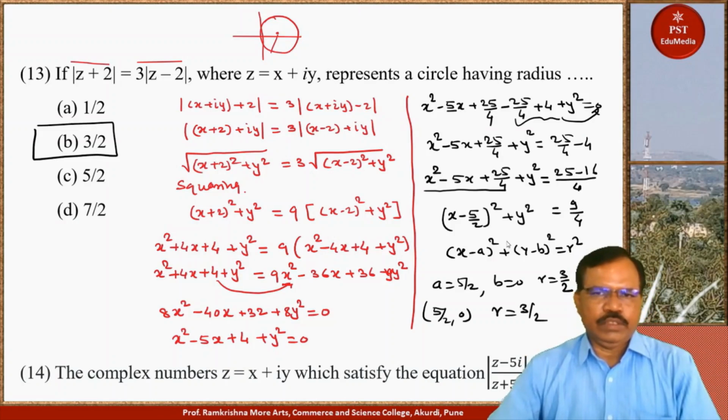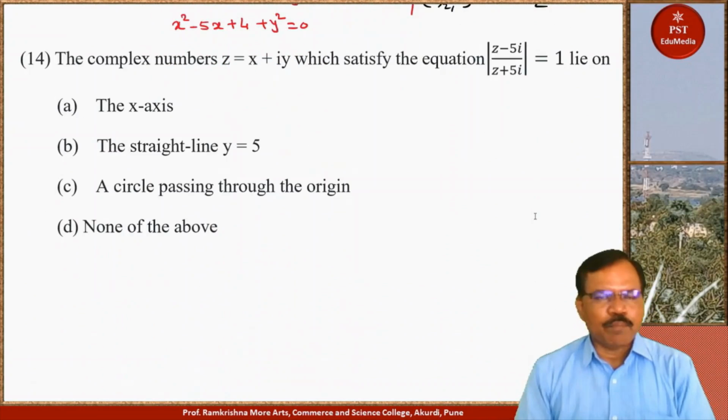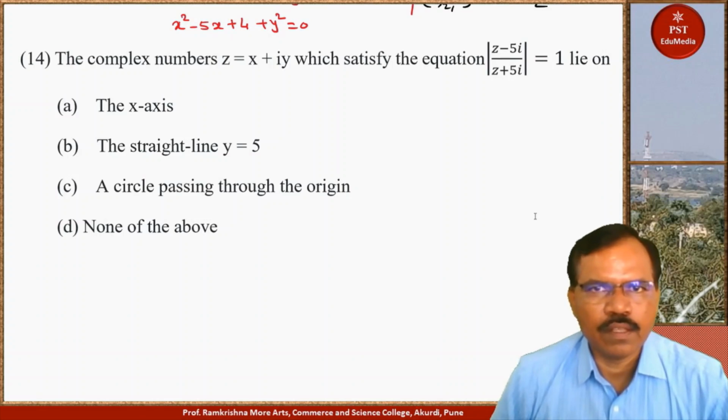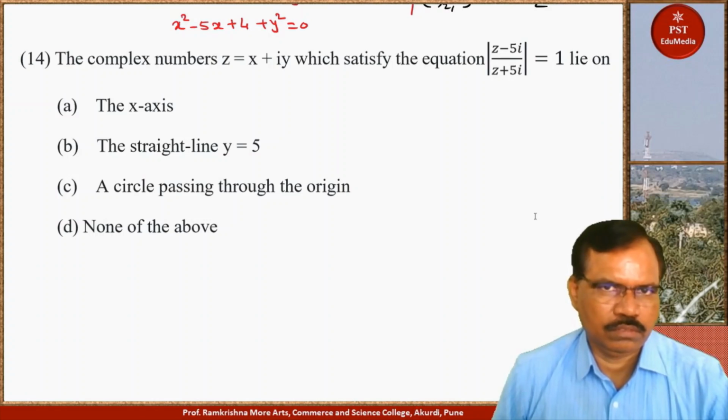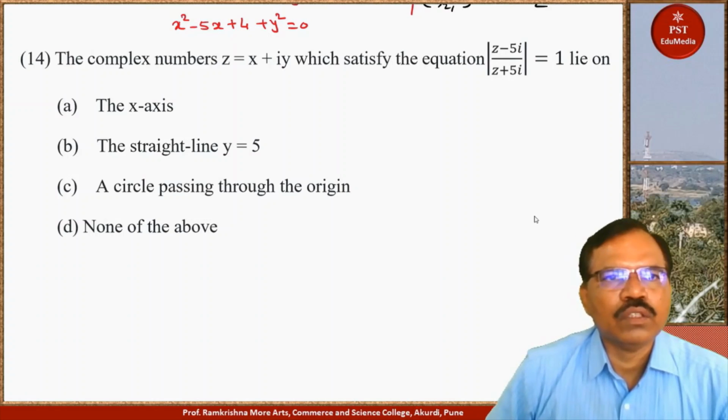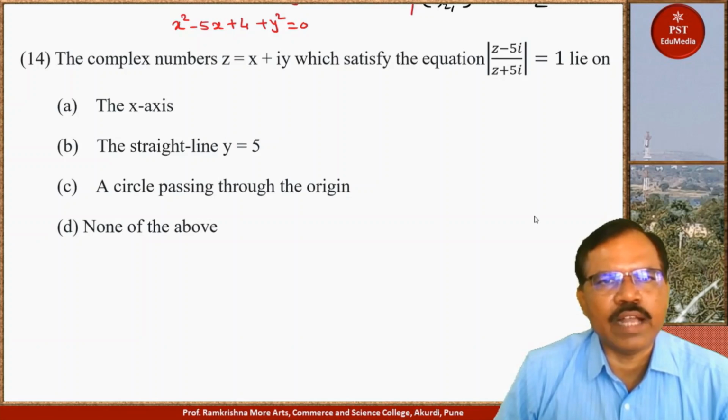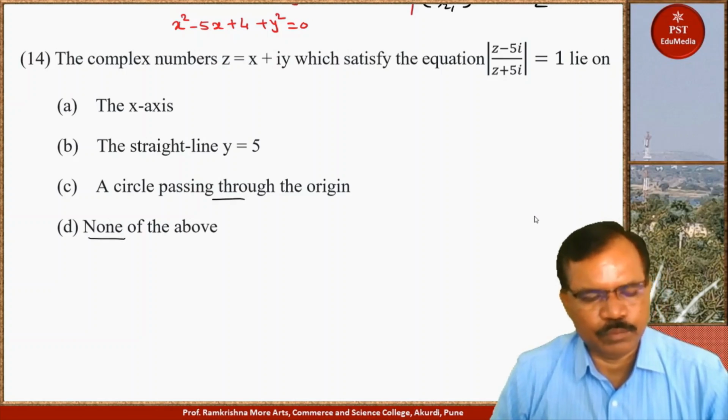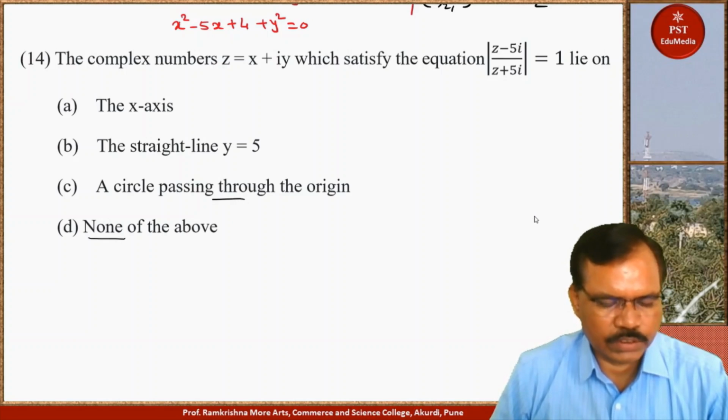Now we'll go to the next question. Complex number z is equal to x plus iy, which satisfies the equation modulus of z minus 5i upon z plus 5i is equal to 1, lies on. So here first one is the x-axis, second one is the straight line y equal to pi, third is a circle passing through the origin, and fourth one is none of the above. Now here we will solve this.